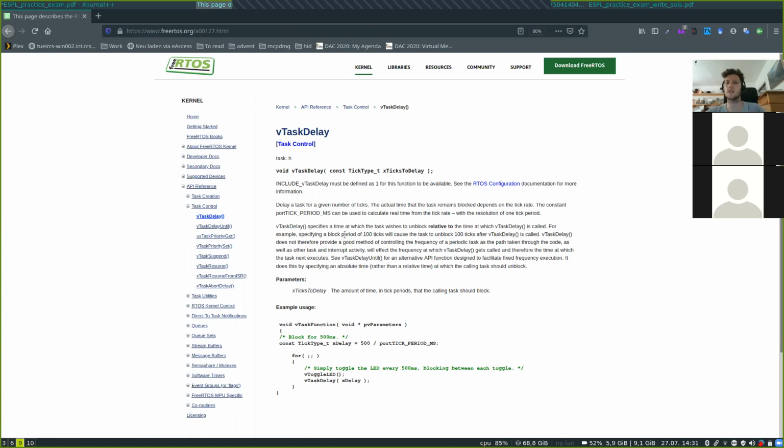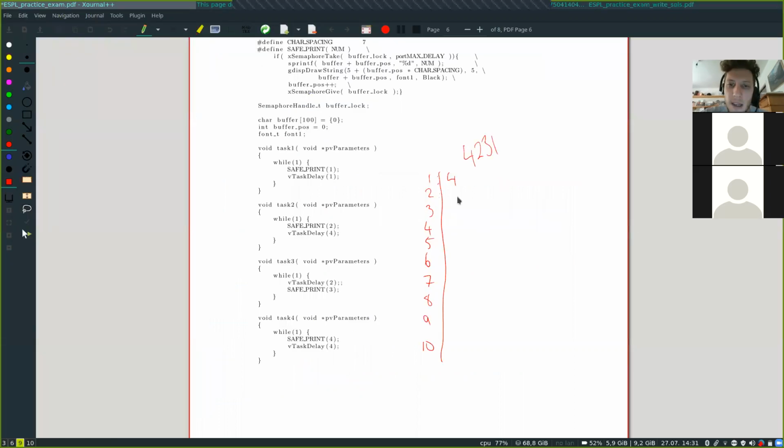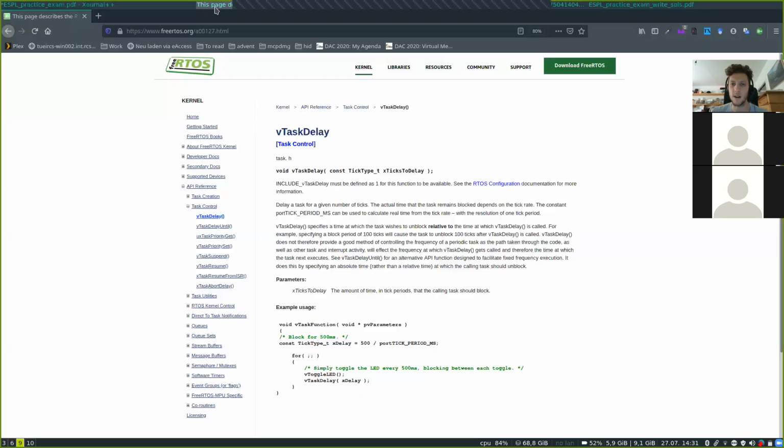So this is the one thing I always just forget, whether it includes this tick. So if I say sleep for 4, will it sleep and wake up on the 5th tick, or wake up again on the 4th tick? The documentation says: specify the time at which the task wishes to unblock relative to the time at which vTaskDelay is called. For example, specifying block for 100 ticks will cause the task to unblock 100 ticks after vTaskDelay is called. So it will sleep for 4, and wake up in 4 ticks time. It'll be asleep, asleep, asleep, and we'll get on the 5th tick, another one, because this is 4 ticks relative to this one. Yep, I've understood this correctly.